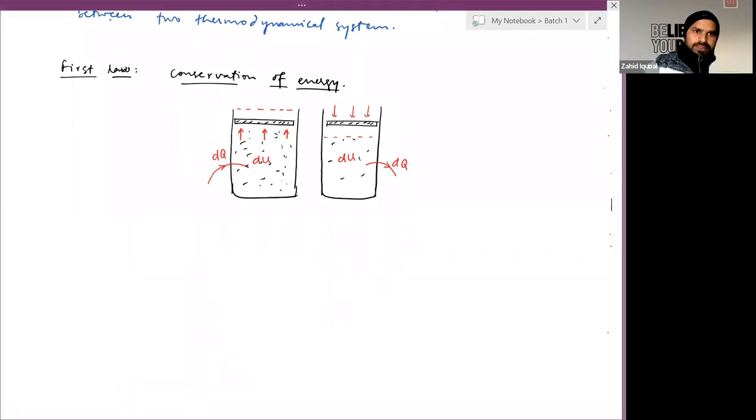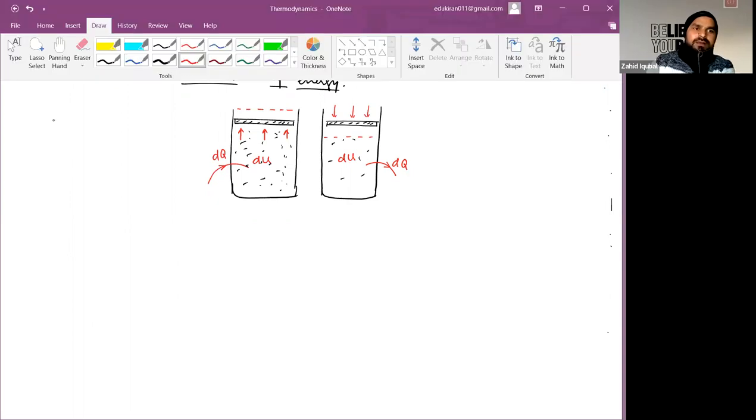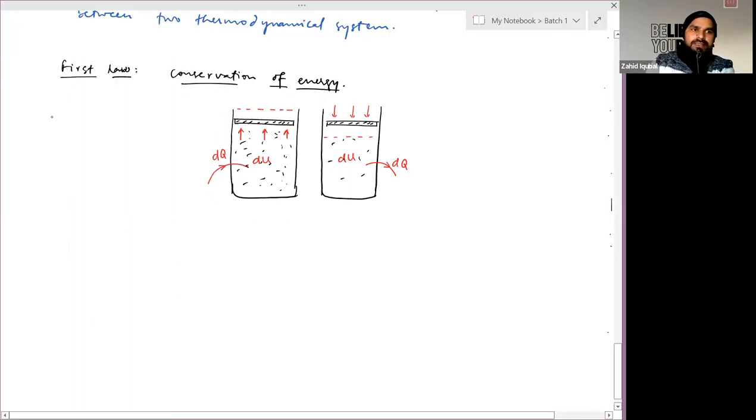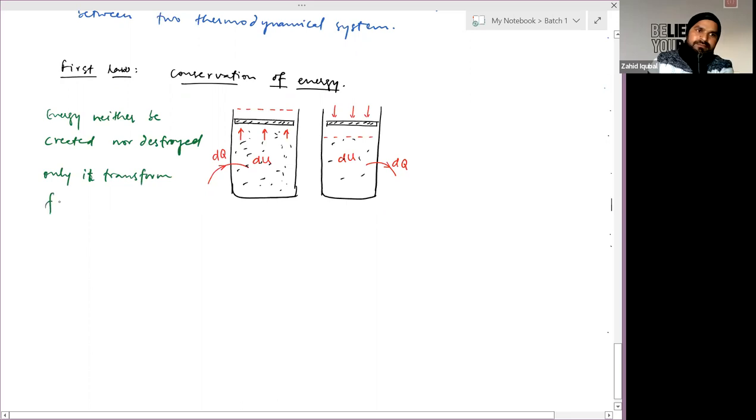So according to this, we may define the state: energy can neither be created nor destroyed, it is only transformed from one form to another.